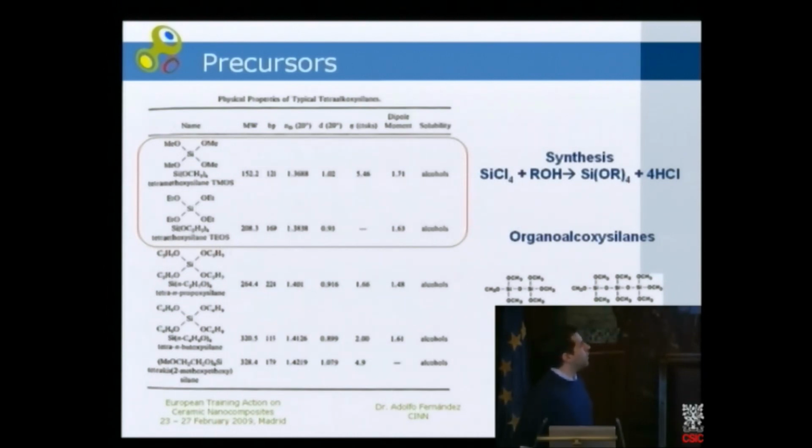Concerning the silicon alkoxides, the most typical precursors are tetraethyl orthosilicate and tetramethyl orthosilicate, TEOS and TMOS respectively, but organoalkoxysilanes are gaining a lot of importance as precursors for obtaining hybrid organic-inorganic materials.